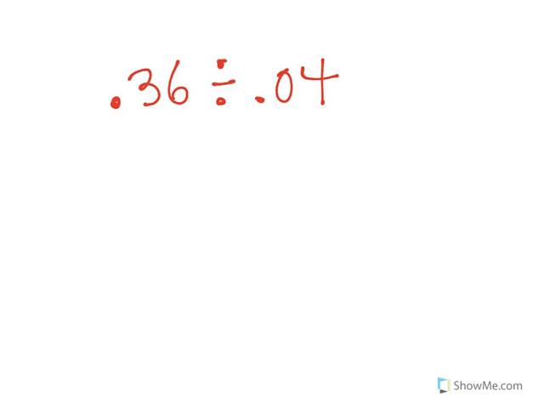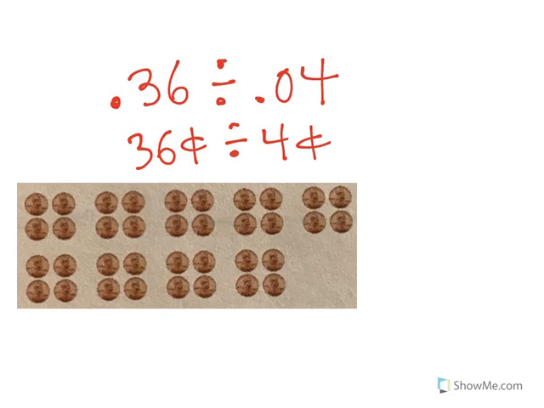So let's go back to thinking about money. This is like I'm saying 36 cents divided by 4 cents. How many groups of 4 cents are there in 36 cents? Well, I know there are 9 groups. So I could say my answer is 9 just by using logic.